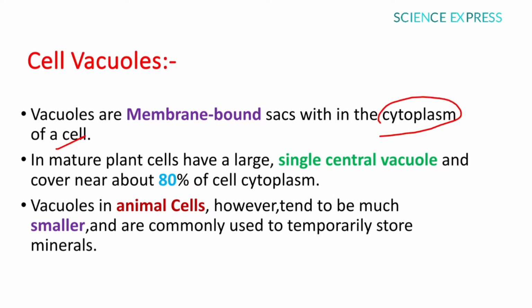In a mature plant cell, the number of vacuoles is single, and it is placed centrally and covers about 80% of the cell cytoplasm. Vacuoles in animal cells are much smaller and are commonly used to temporarily store minerals. So, in a plant cell, the number of vacuoles is 1, centrally placed, and the size is large. But in an animal cell, the number of vacuoles is more than 1 and the size is small.